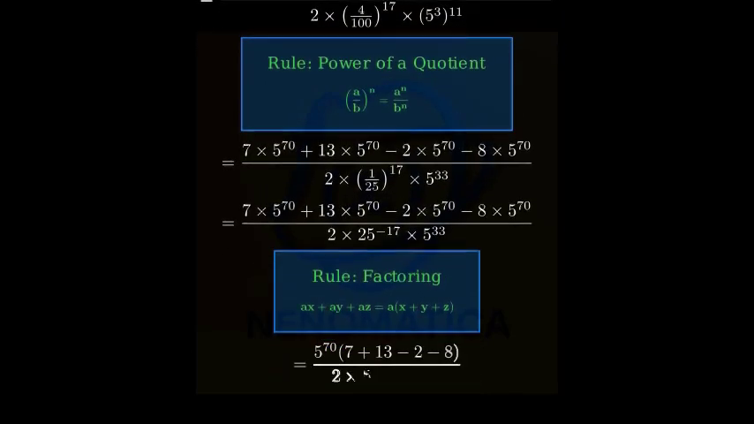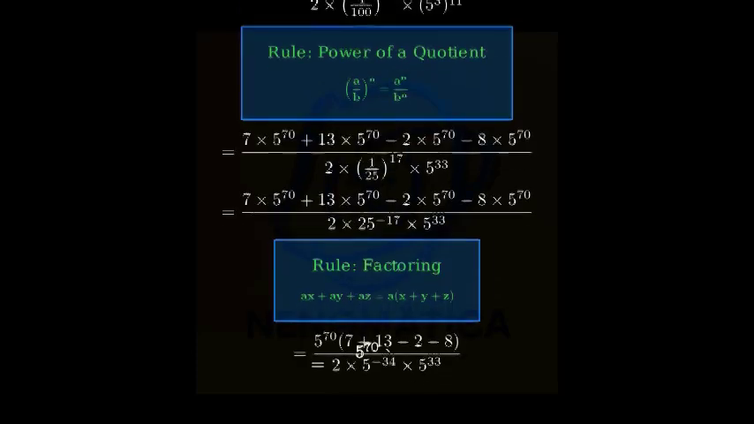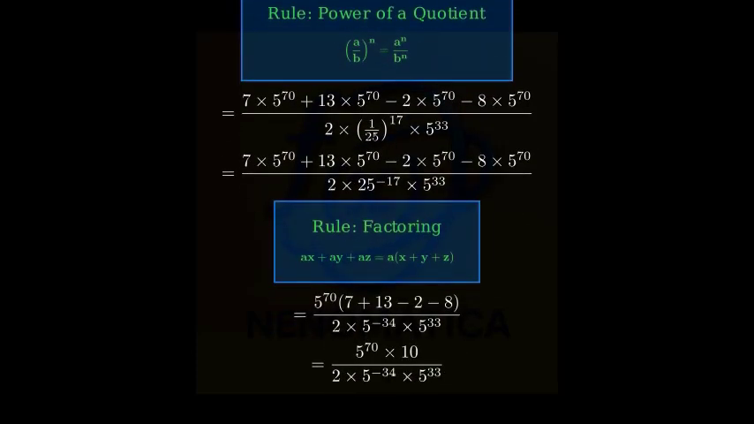We can factor out 5 to the power of 70 from the numerator. This gives us 5 to the power of 70 times the quantity 7 plus 13 minus 2 minus 8. Let's simplify the expression inside the parentheses. 7 plus 13 equals 20. 20 minus 2 equals 18. And 18 minus 8 equals 10.